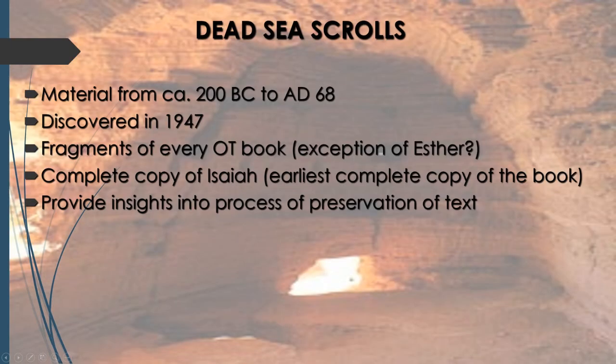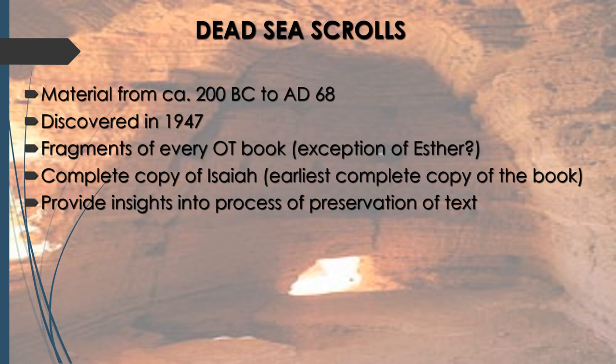Now, one last group we're going to mention are the Dead Sea Scrolls, and this is an important discovery for people who study the Old Testament. It was discovered in 1947. A shepherd boy went into a cave, and I believe he was throwing rocks looking for a sheep or something, and he hit a clay pot, and it shattered. He found in this cave these pots, and they had these scrolls in them.